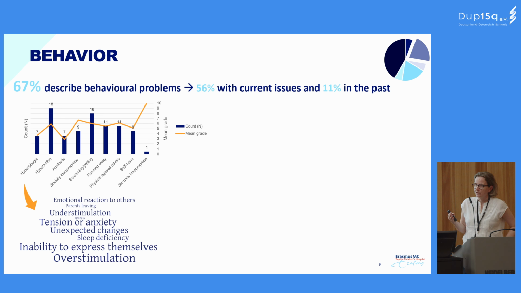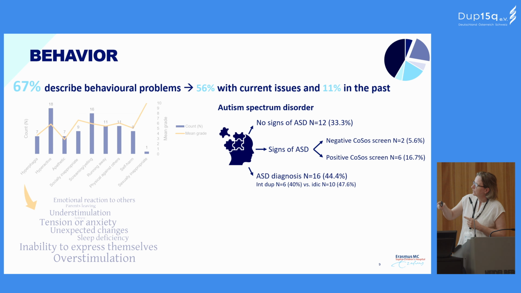We also asked what triggers this behavior, and I think the last two are really important, because when you cannot express what you want or what you don't want, you only have screaming as an expression. And the overstimulation, I think it's quite fascinating that the children are on the one side very sensory seeking, and on the other side so sensitive to stimuli. I'll come back to that later.